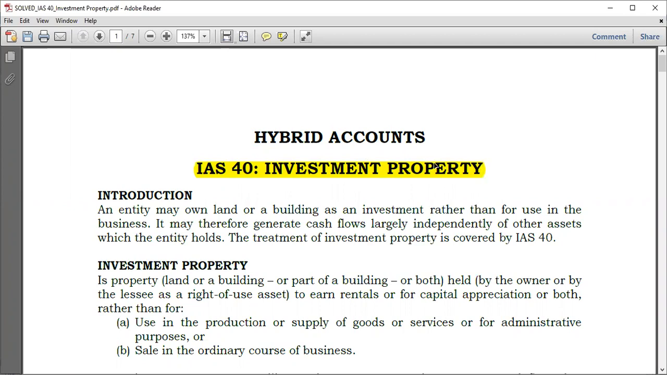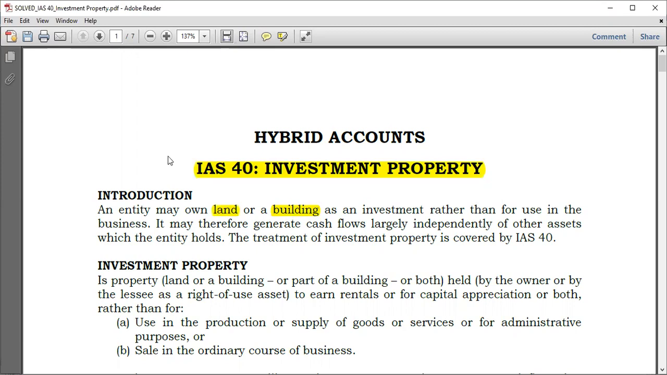So the first and most important thing is that you should know what we mean by the term property when we speak of the international accounting standards. By property, we mean either land or building, right? So whenever you find anything that is neither land nor building, that is not investment property. So you cannot follow the principles of IAS 40 to account for that item, right?